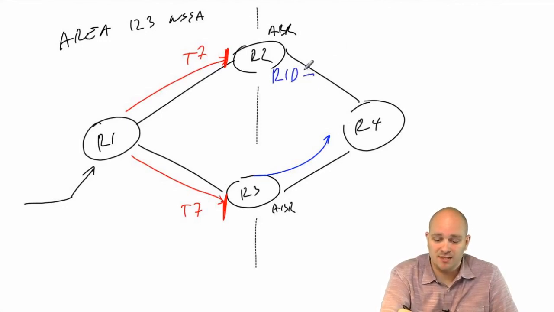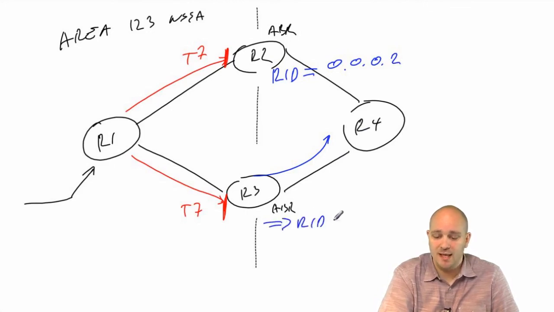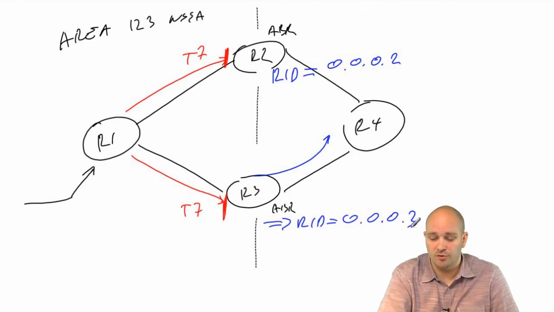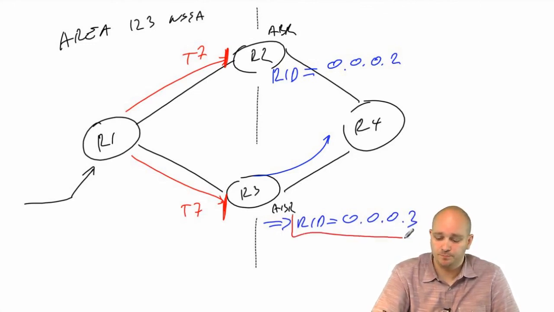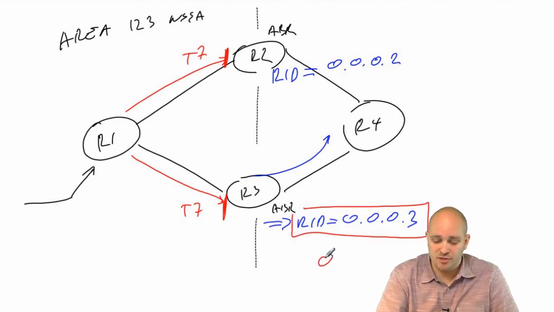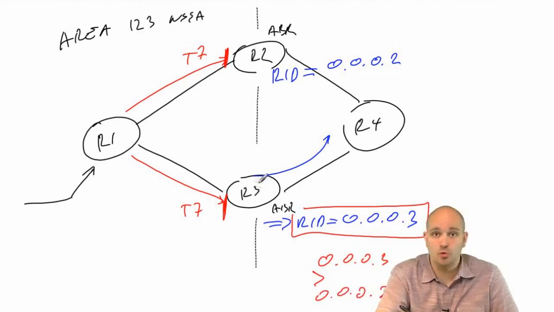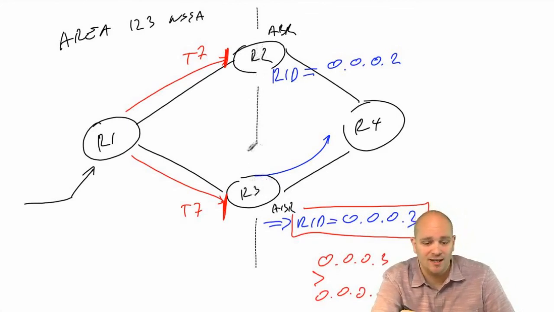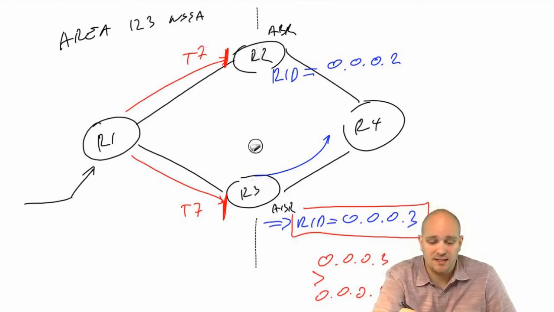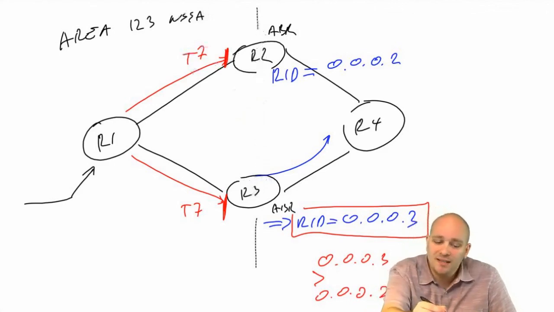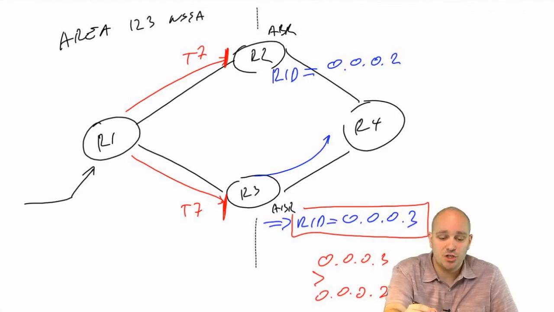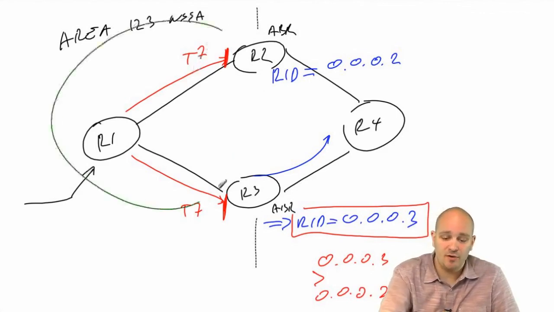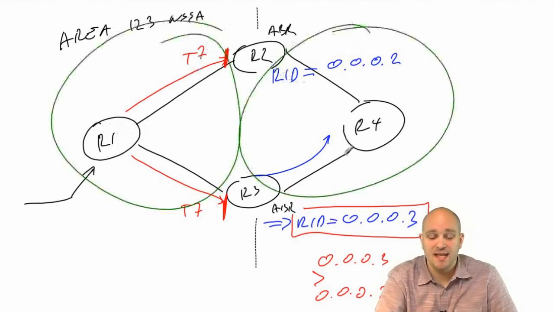So let's say that this one here has the router ID that is 0002, and this one here has the router ID that is 0003. Now, the translating ABR will be R3 because 0003 is actually higher than 0002. Keep in mind that R2 and R3 do not have any direct relationship. They are not directly connected. This here was just me indicating that there is a boundary. There is no link between them, but they know about each other because they are sharing the database in area 123 and they are sharing the database in area 0 here.